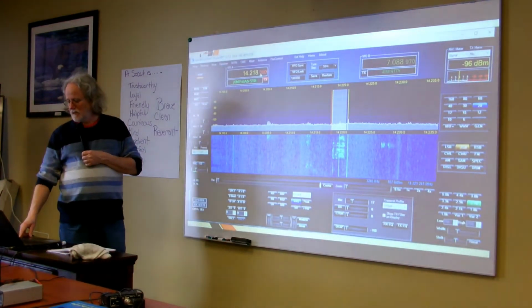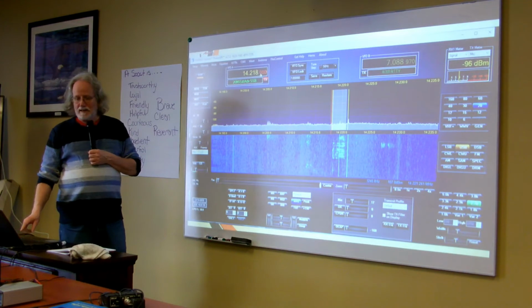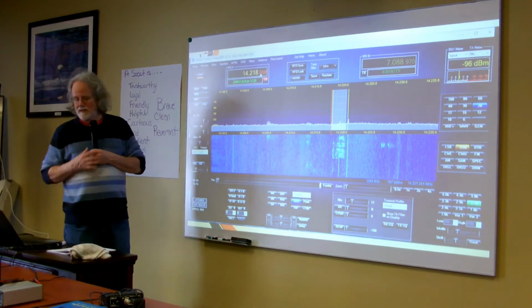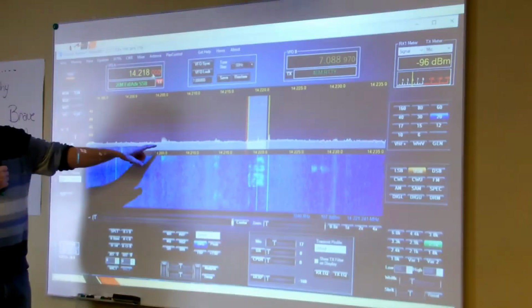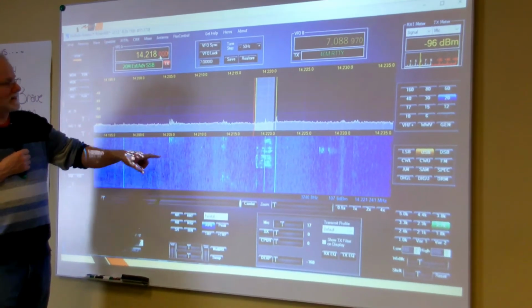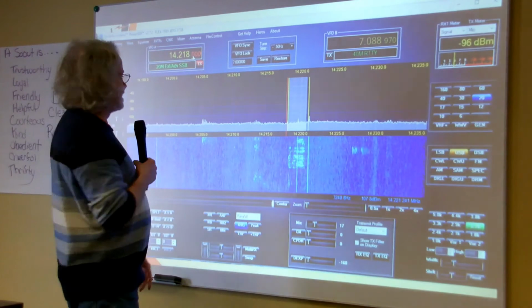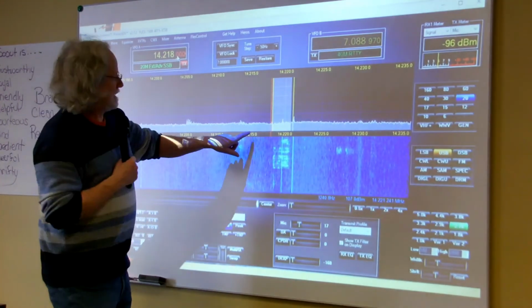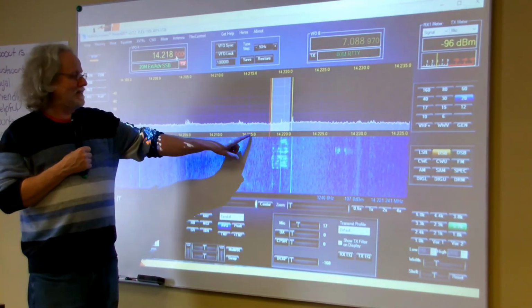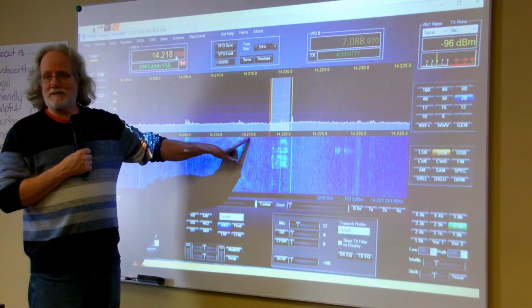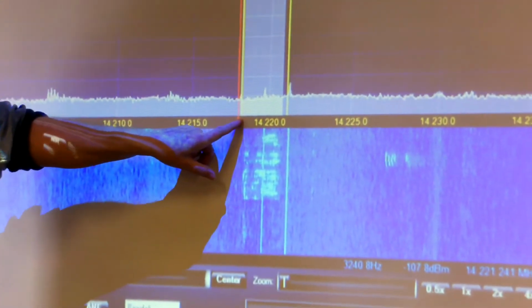So here's PowerSDR, and that's what would be running that. Here you see the signal and the waterfall. In this case, let me see if I got this right. They don't tell you this, but the LO is sitting right here in this particular picture, and we're looking at a signal up here.